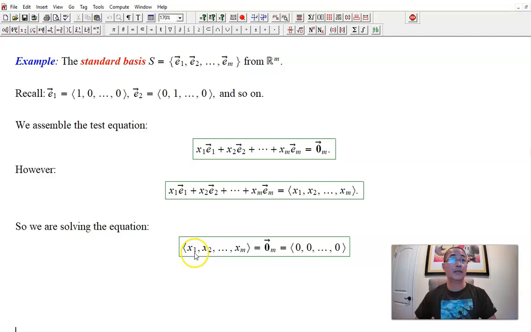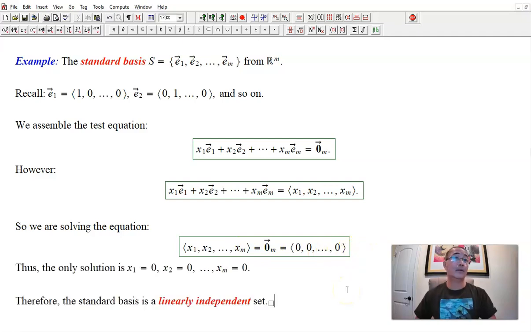There's only one of them. x1 has to be 0, x2 has to be 0. All of these coefficients will have to be 0. So our only solution is x1 is 0, x2 is 0, and so on. So we only have the trivial solution to our dependence test equation. Therefore, we can conclude that we have a linearly independent set. So the standard basis set of vectors is linearly independent.